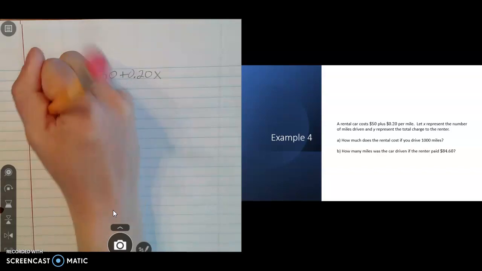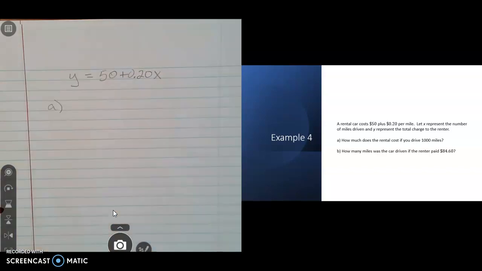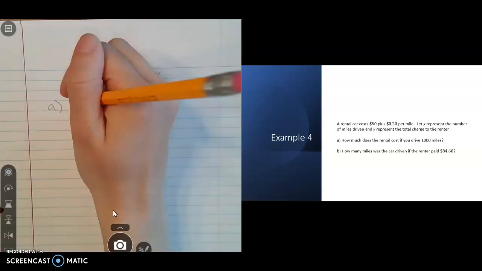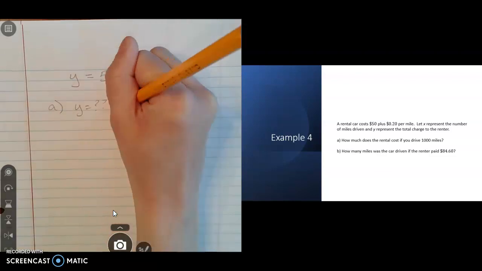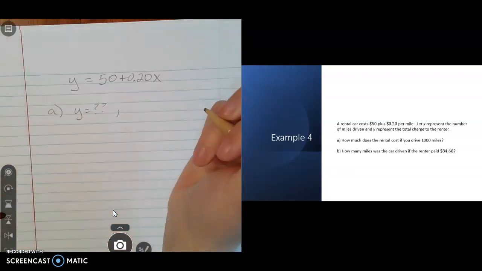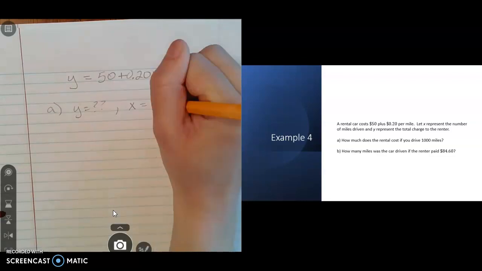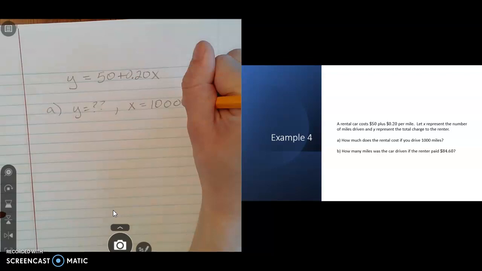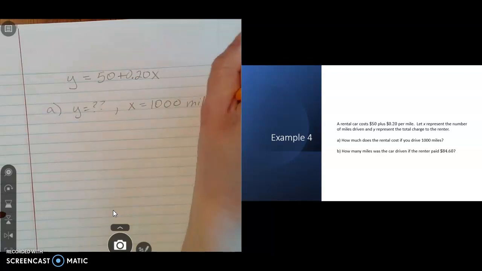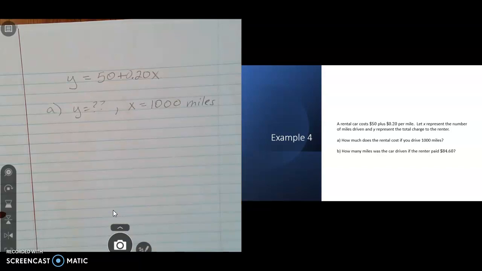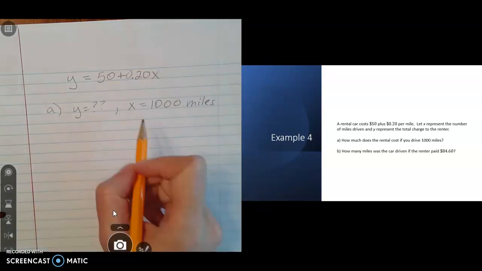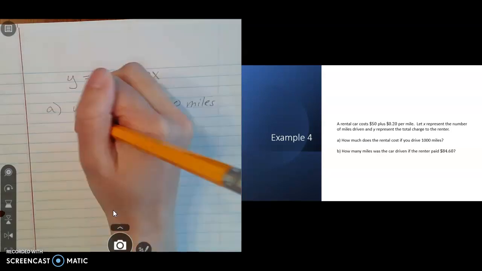So part A says, how much does the rental cost if you drive 1,000 miles? So what it's asking for is the rental cost, which is our Y value, so we don't know Y. And if you drive 1,000 miles, that tells us what our X value is, since X was the number of miles driven. Okay, so X was 1,000 miles. So it's always nice to take a word problem and figure out what you have and how it represents to variables first. And now I'm going to use my equation to solve for my cost.